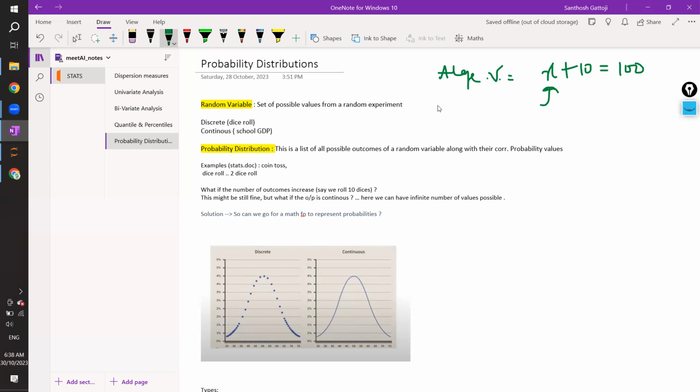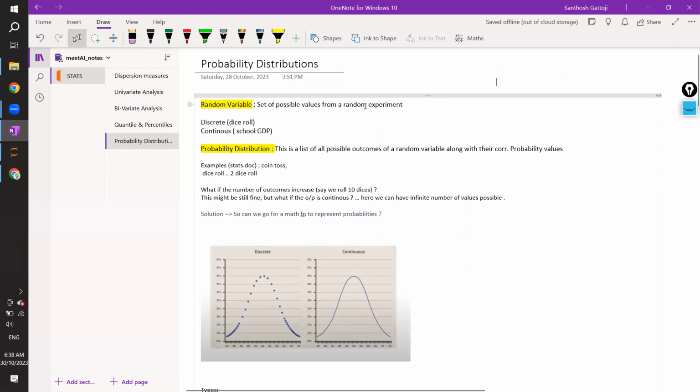Now coming to a random variable in statistics. It means a set of possible values from a random experiment. As I said, it will be a very new concept for you guys. So wherever you have any difficulty understanding, please feel free to stop and get your doubts clarified. Initially, what is a random variable? It is just a set of possible values from a random experiment. You do some random experiment, and that experiment gives some outputs. All the possible values from that experiment are called the random variable.